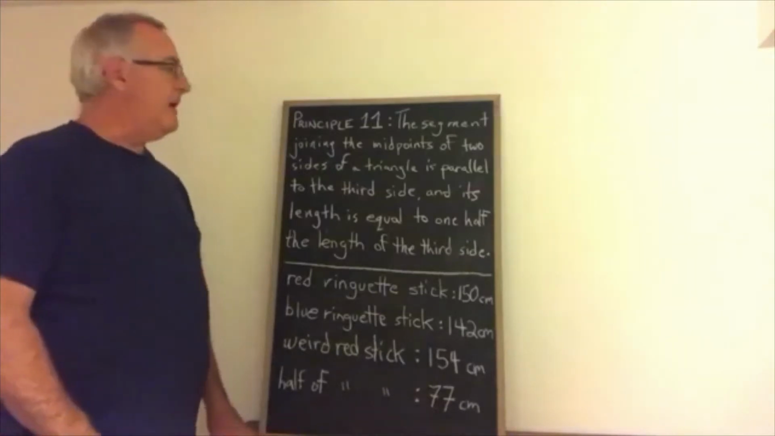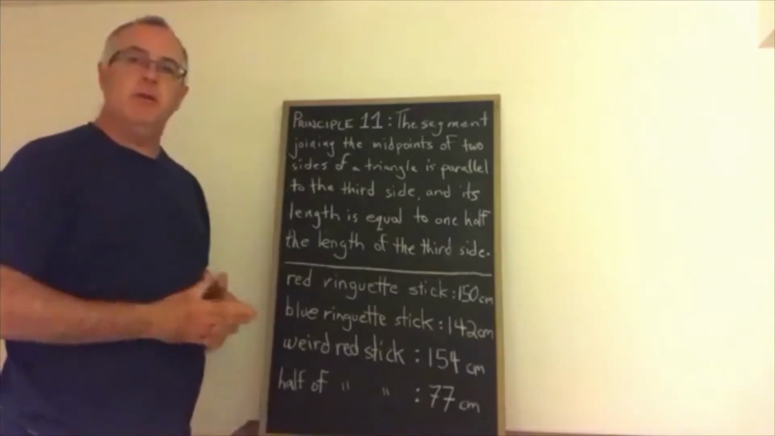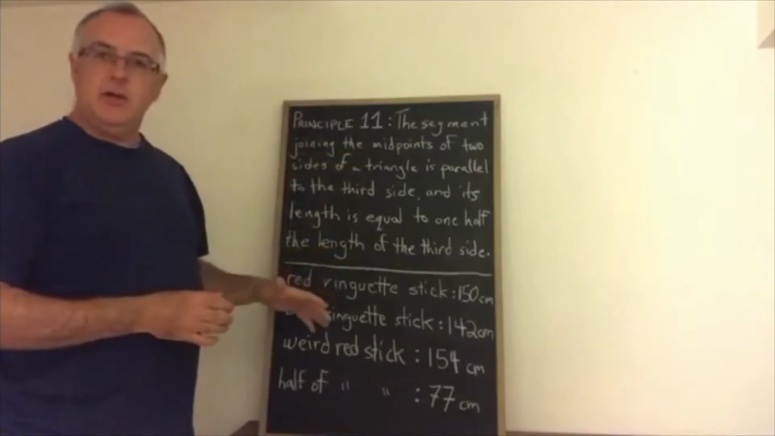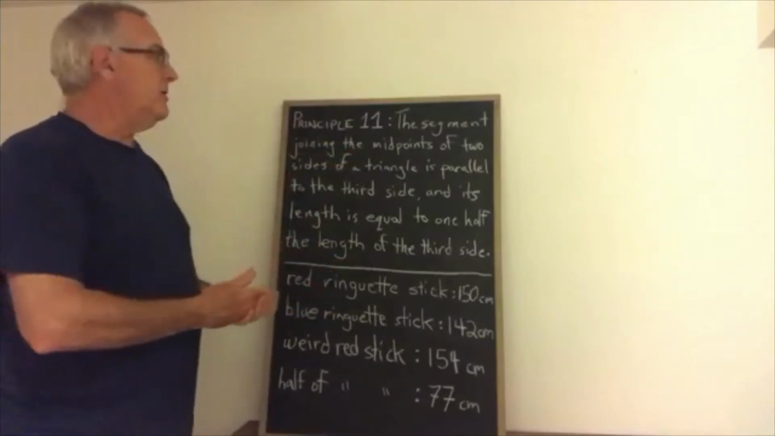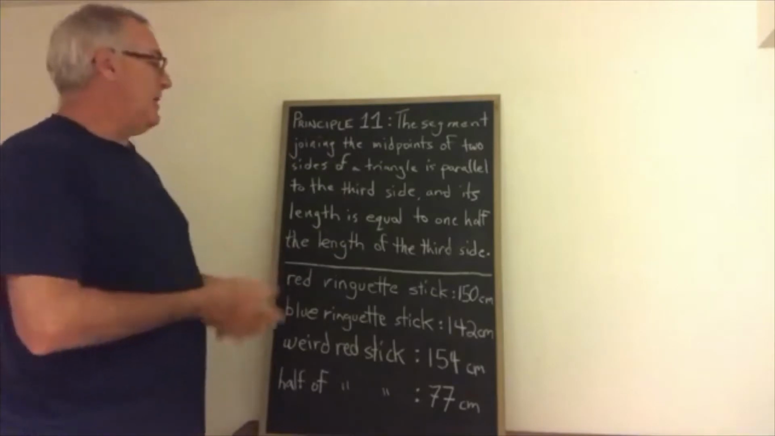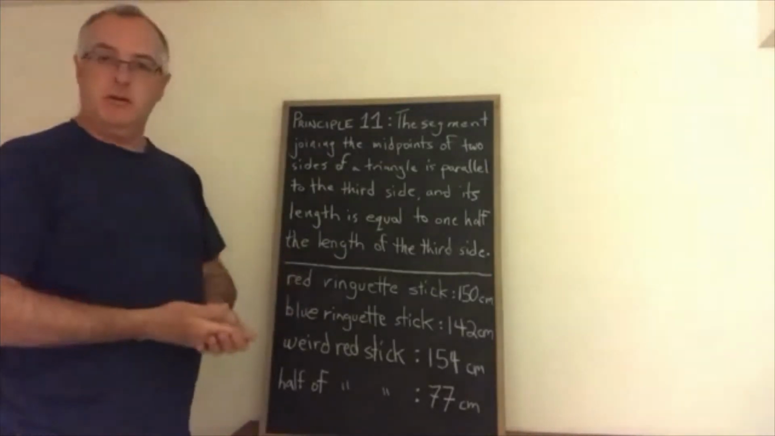Today's Daily Dose of Math is about Principle 11 from the Math 4273 Advanced Geometry course. Principle 11 is a simple situation that involves triangles. The segment joining the midpoints of two sides of a triangle is parallel to the third side, and its length is equal to 1/2 the length of the third side.